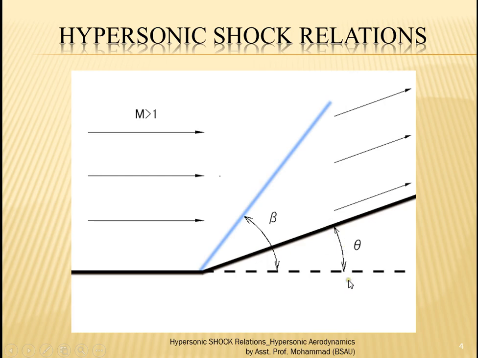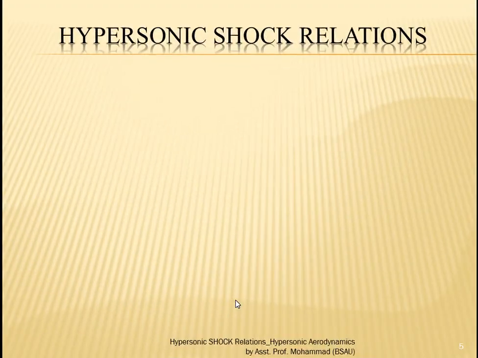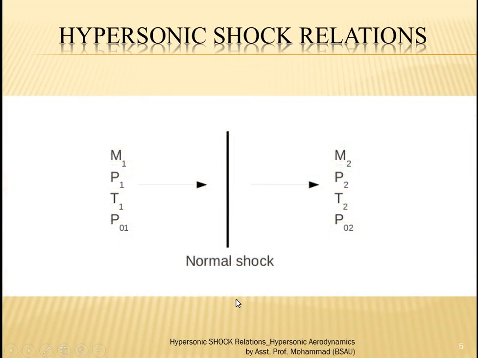This theta is the deflection angle, the angle by which the flow is deflected, and beta is the wave angle at which the shock generated remains inclined with the original flow. Remember, it's the original flow, or the upstream flow, or the free stream flow. This is beta. This is an oblique shock.